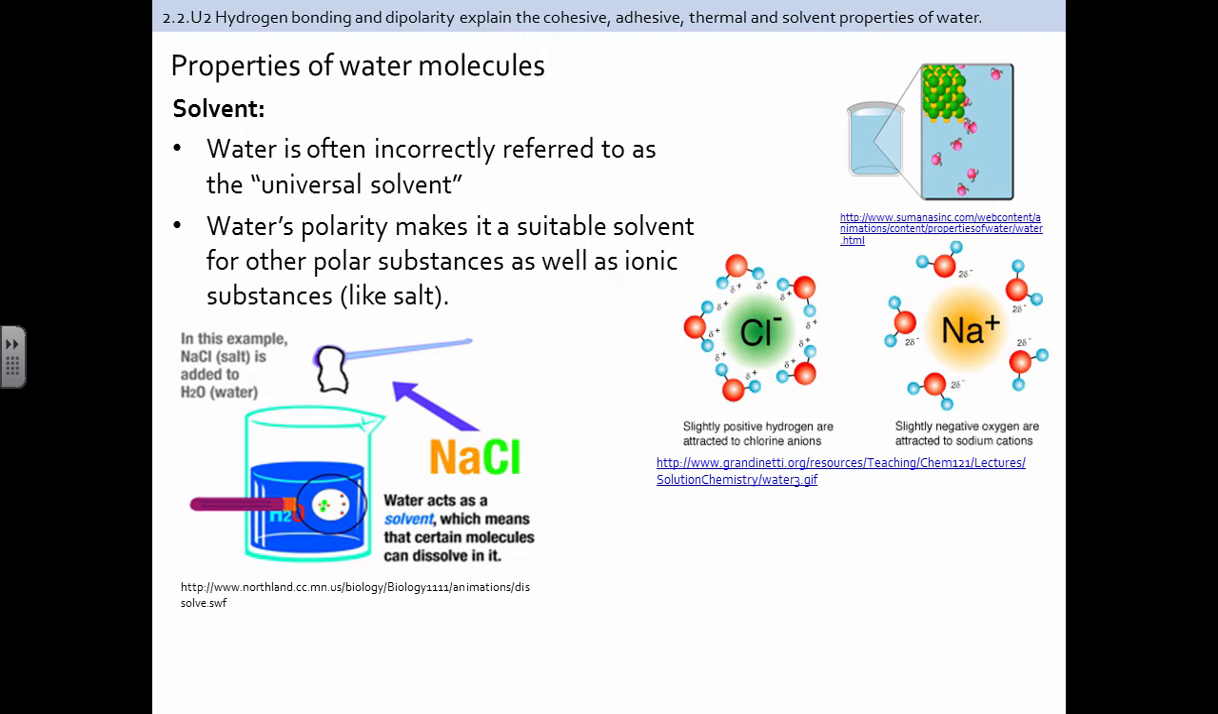You can see here in the diagram that water molecules will dissociate ionic compounds like salt into their constituent ions, the positive sodiums being surrounded by the negative oxygens on the water, and the negative chlorides being surrounded by the positive hydrogens as a part of the water molecule.